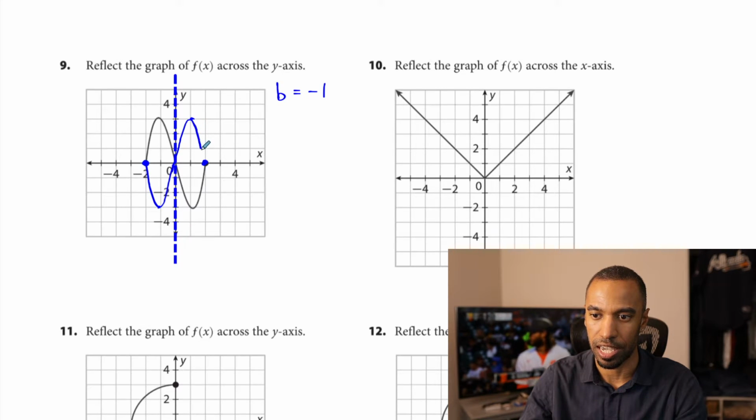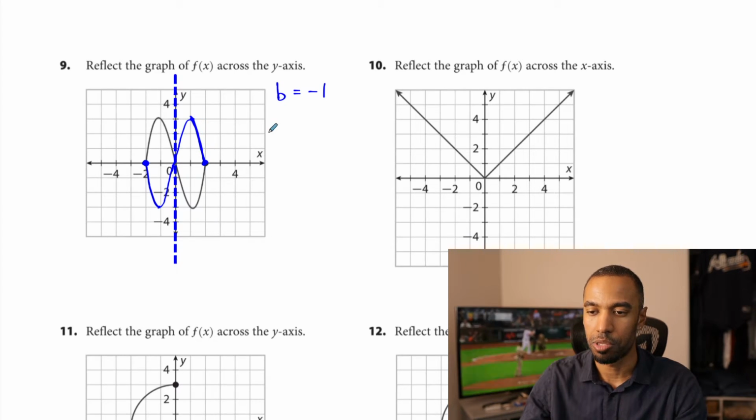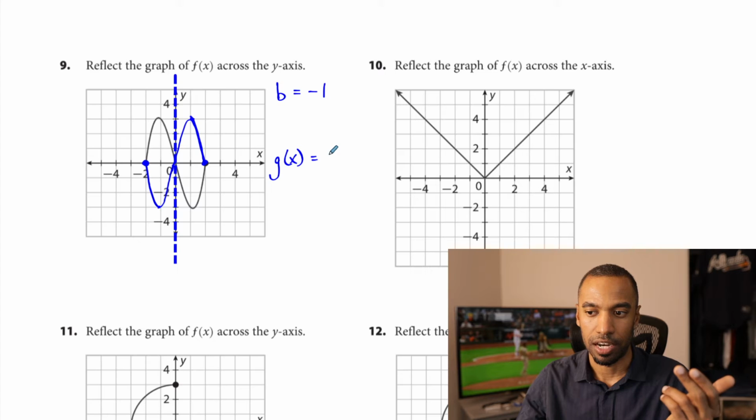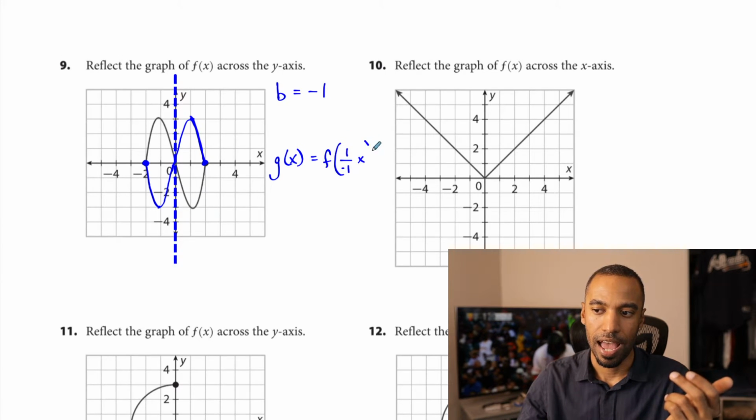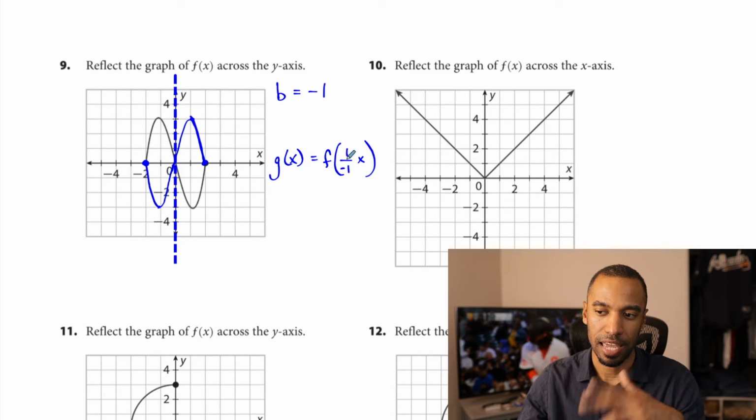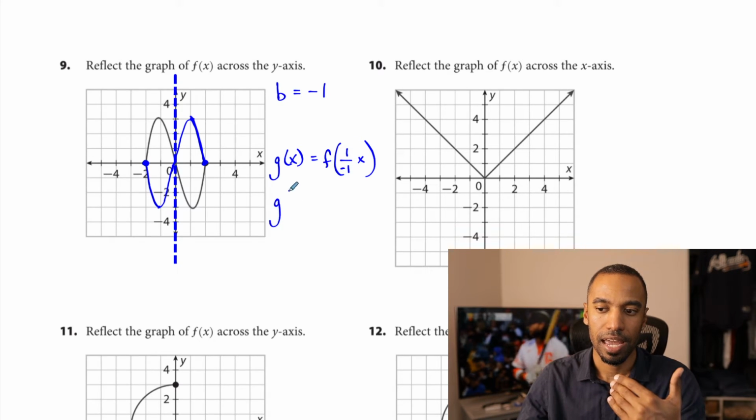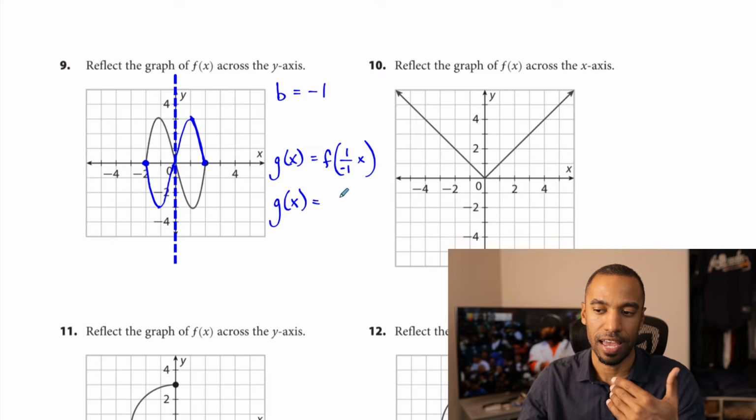So those should intersect together in that kind of way. So there's the graph. There's the b. And let's go ahead and write an equation out of that. That'll be g of x equals... Now, the b is inside there, right? This is f of 1 over -1 x. Now, 1 divided by -1 is -1. And -1 times x is just -x. So g of x is f of -x.